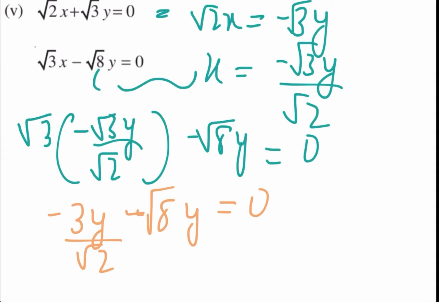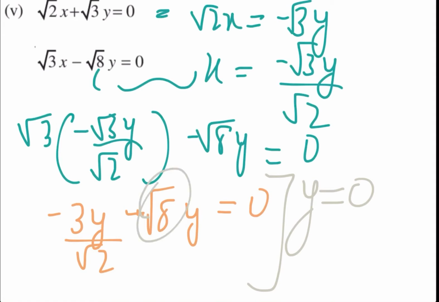Now, if I solve this equation, if I take the LCM here, it will become root 2 here, and if I solve this minus 3y by root 2 minus root 8y is equal to 0, this will give me the answer that y is equal to 0. That's the simple thing. This will give me y equal to 0 on solving the square roots, because root 8 will become 2 root 2, and once I solve it in terms of 2 root 2, I will get the final value as 0 for y. So y becomes 0 in this case. Isn't it simple?